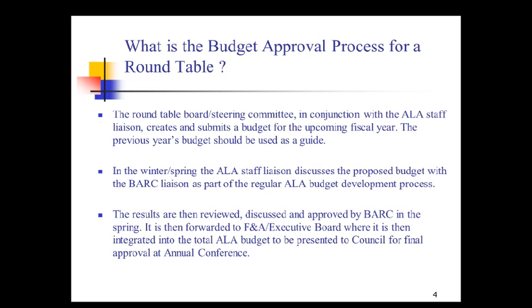Second, the ALA staff liaison will take the budget to an appointed BARC liaison. Third, budgets are funded through BARC before being forwarded to F&A Executive Board to be integrated into the overall ALA budget. Lastly, the budget is presented to ALA Council for financial approval.